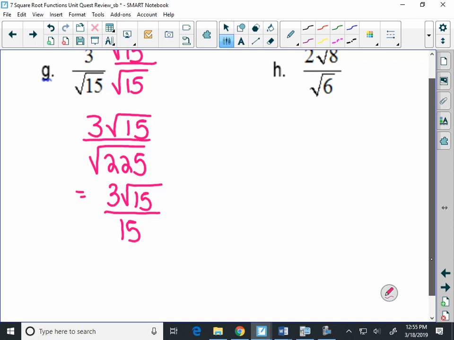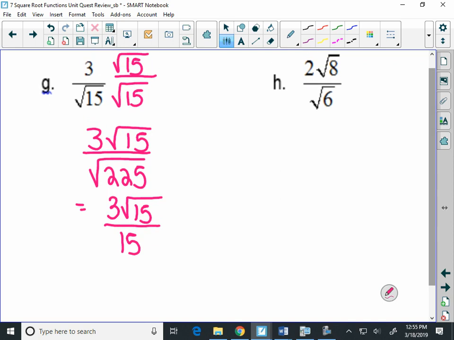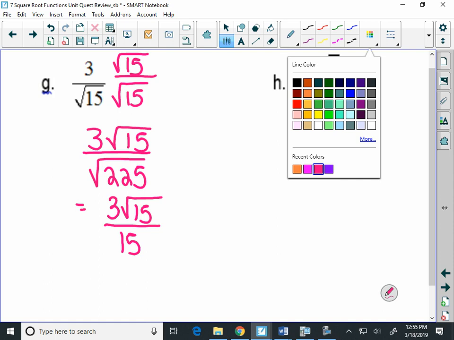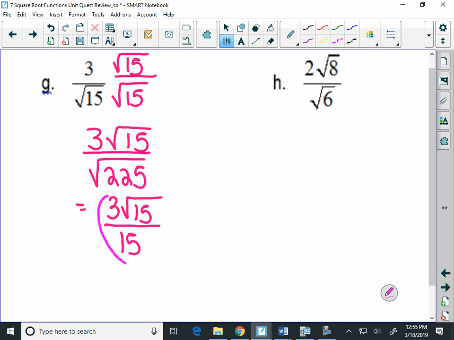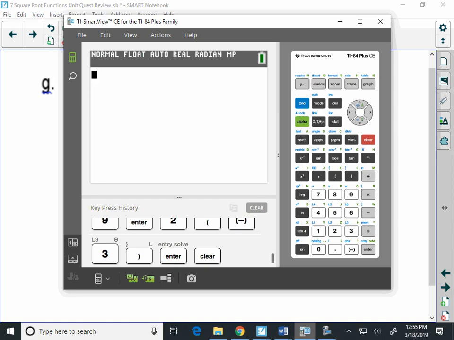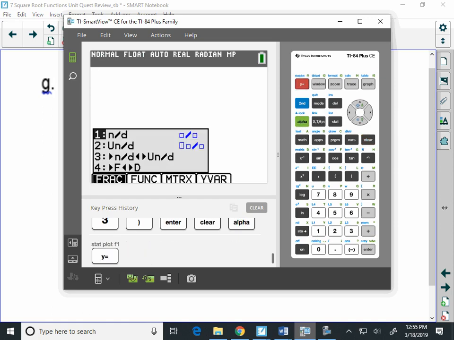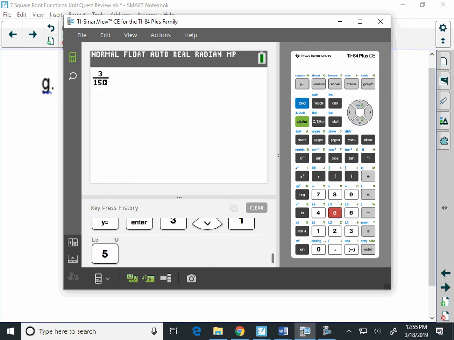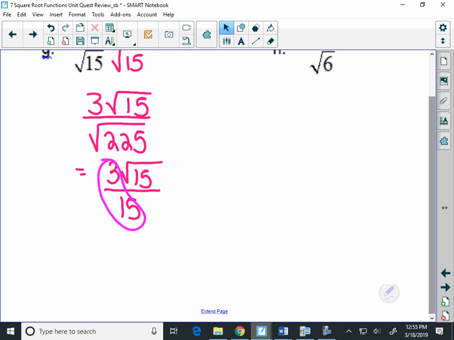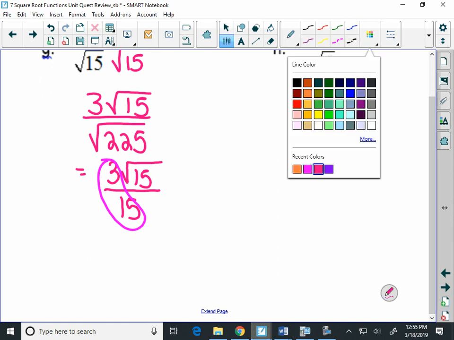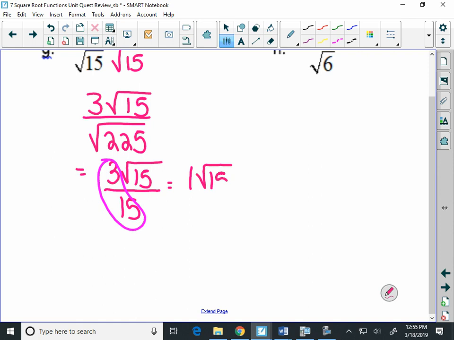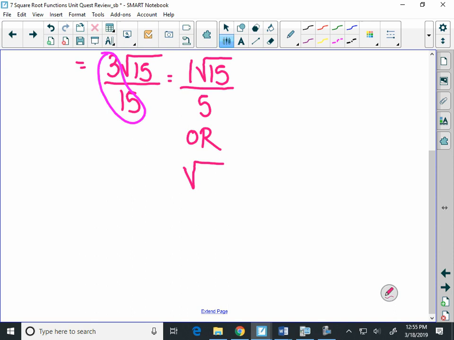Now, it's good here. We did get rid of the radical in the denominator, but we can do one more thing, for lack of better words, to this. We can simplify 3/15, and if you need your calculator, then just type in alpha y equals for your fraction button, 3/15. And what you see is it becomes 1/5. So you might write this as 1 square root of 15 over 5. Or you might just write square root of 15 over 5. Either way is fine.